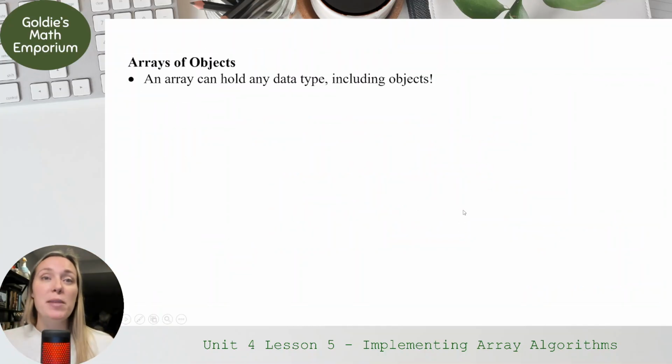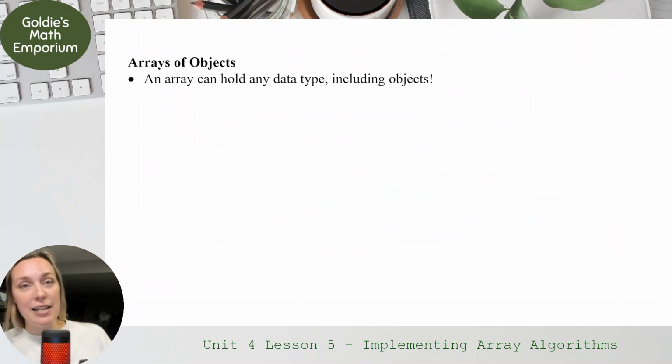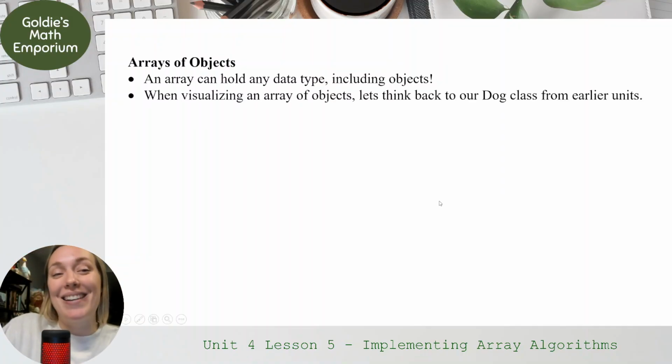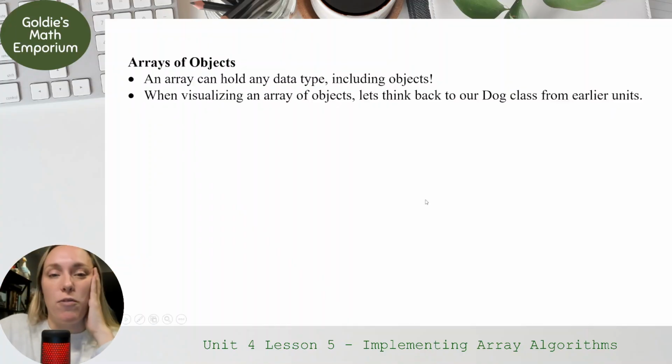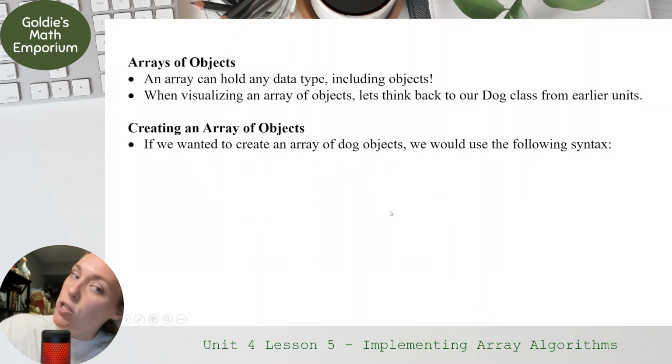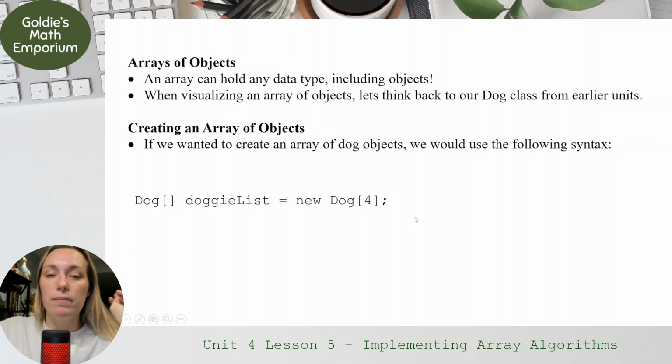We're going to finish up the lesson today talking about arrays of objects. Arrays can hold any data type. We've obviously done the ints, the doubles, the strings, the booleans. They can also hold objects. When visualizing an array of objects, think back to our Dog class from the units we've done before. Let's say we want to create an array of Dog objects. Here's the syntax we would use.